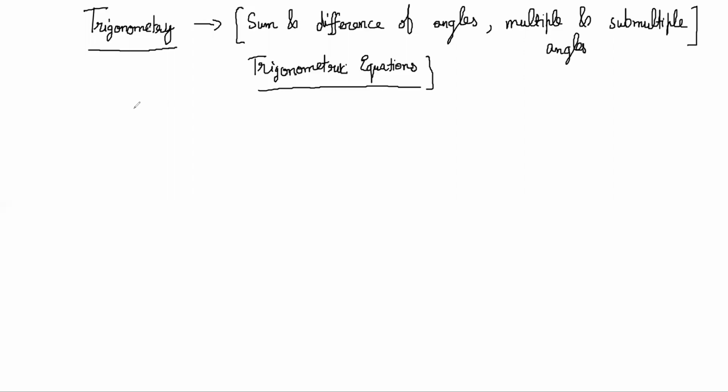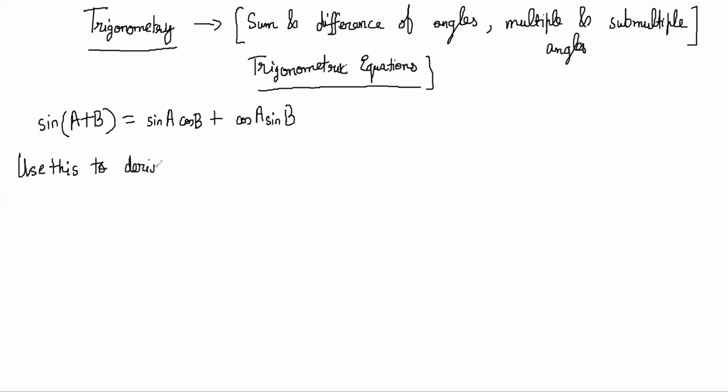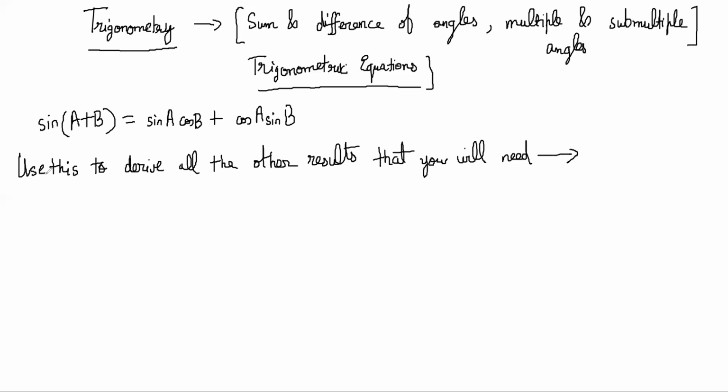So for example, the point of the class is to prove this formula, and use this to derive all the other formulas that you're going to need. Around 10-15 other results that you're going to need in your trigonometry. So we'll prove all of them from here, okay.